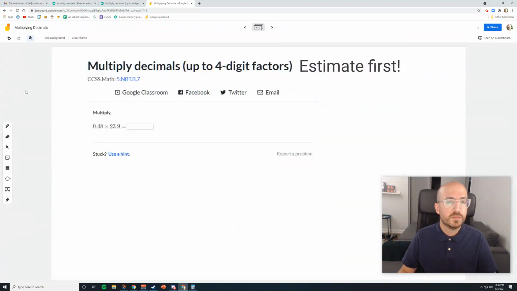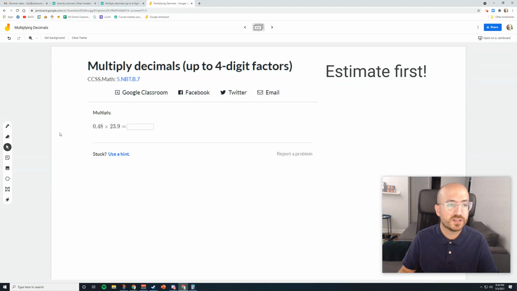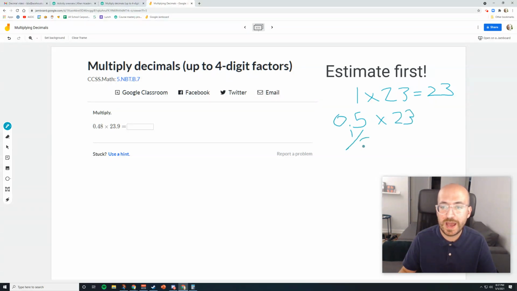Okay. Mr. Dick says you should estimate first. I know 1 times 23 is 23. This is not one whole, right? This is basically like half of 23. Oh, 0.5 or half of 23. What's half of 23? Ooh, actually 24, right? Let's do 24. Go back because it's 23.9 and that's going to be easier to do actually. Bad, Mr. Dix. Sorry.